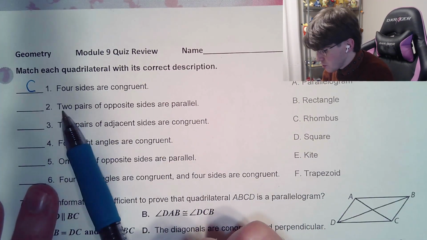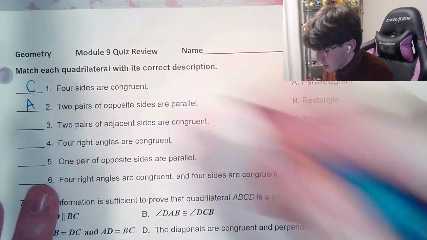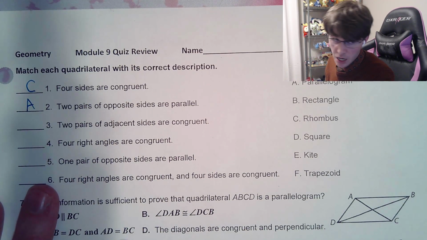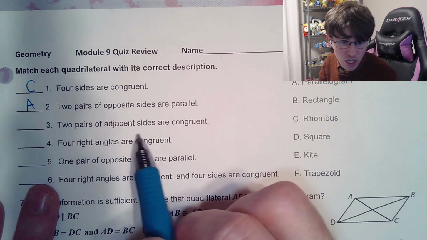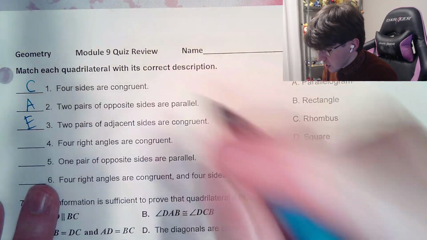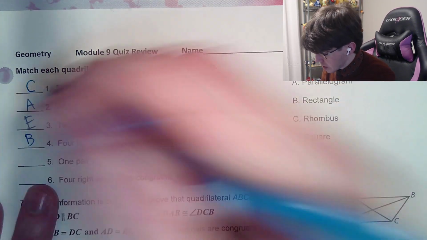Okay, two pairs of opposite sides are parallel. That's our definition of a parallelogram. And two pairs of adjacent sides are congruent. So adjacent sides is the key word there. Adjacent sides being congruent is going to be a kite. That's letter E. And then four right angles. Maybe it means a quadrilateral that has four right angles. A little bit of a typo on this question here. We're going to go ahead and go letter B.